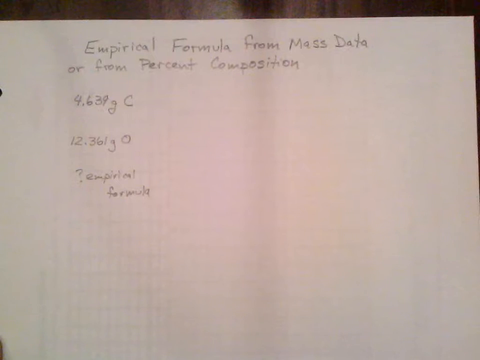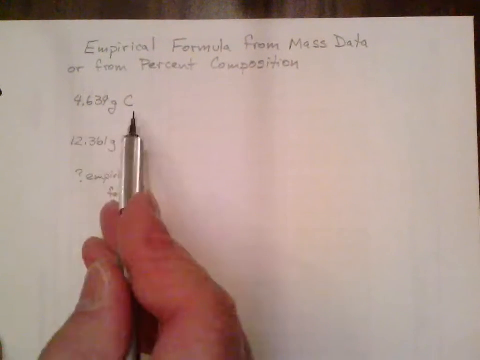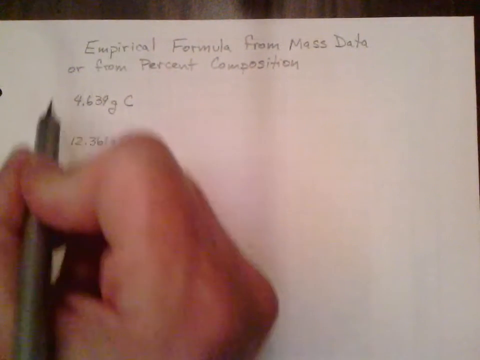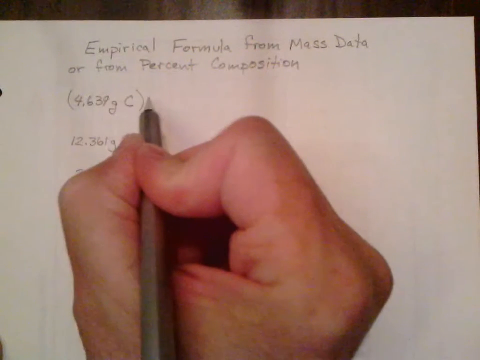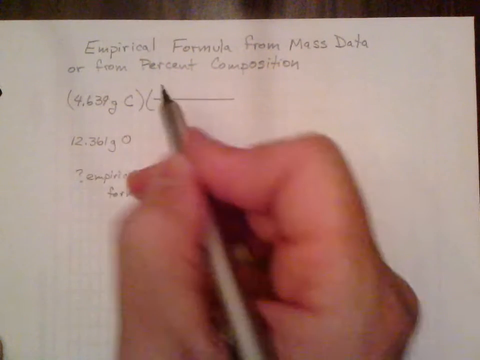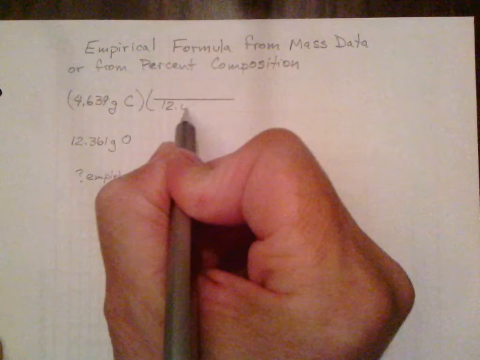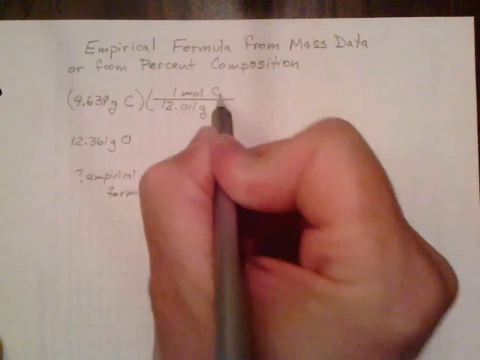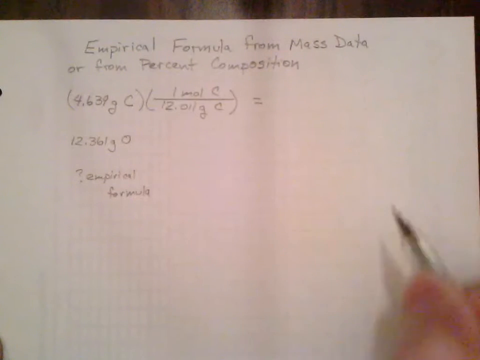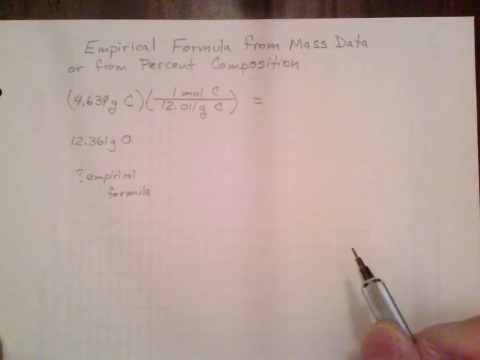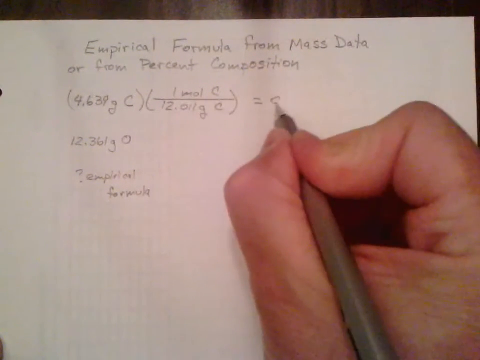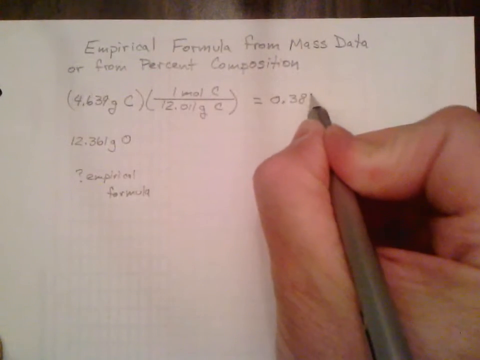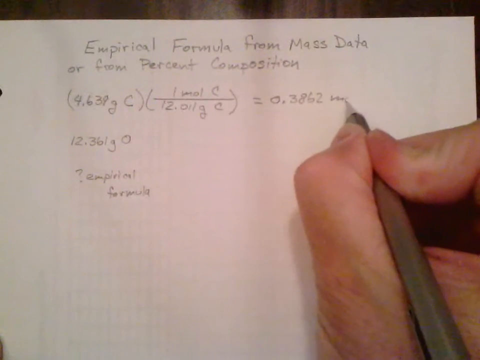And to do that, we're first going to convert our grams into moles. So to convert grams of carbon into moles of carbon, we're going to divide by the atomic mass of carbon, 12.011 grams in 1 mole of carbon. And that gives us 0.3862 moles of carbon in this sample.